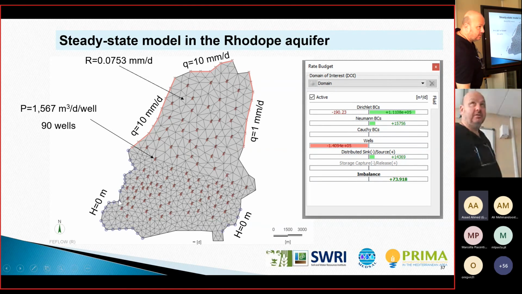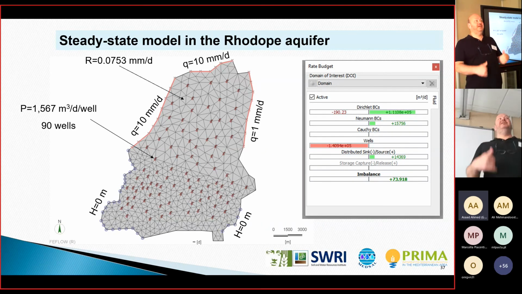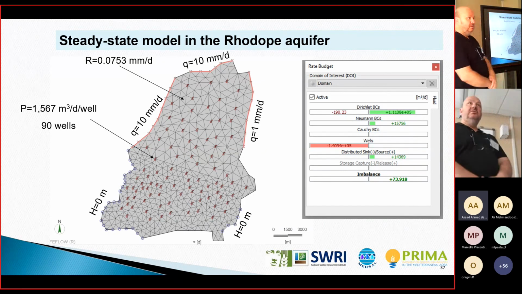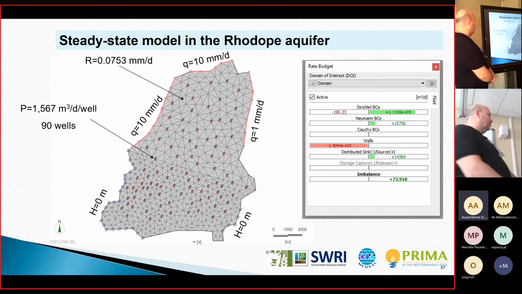So we have inflow from here. This is the Dirichlet boundary condition. Actually it's seawater, saline water that inflows into the aquifer, right? Can you get this? No.